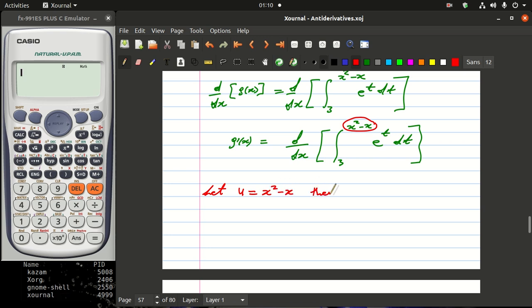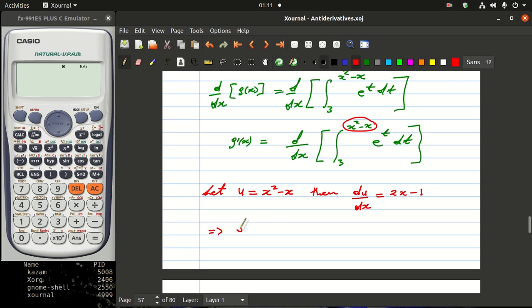Then if I have a u there, you can see that if I take du with respect to x, what am I going to get? The derivative of this is going to be 2x minus 1, because the derivative of this part is going to be 2x, and the derivative of that is going to be 1. And why am I doing that? Because if I'm going to replace that, I also need to replace this dx. So let's solve for dx.